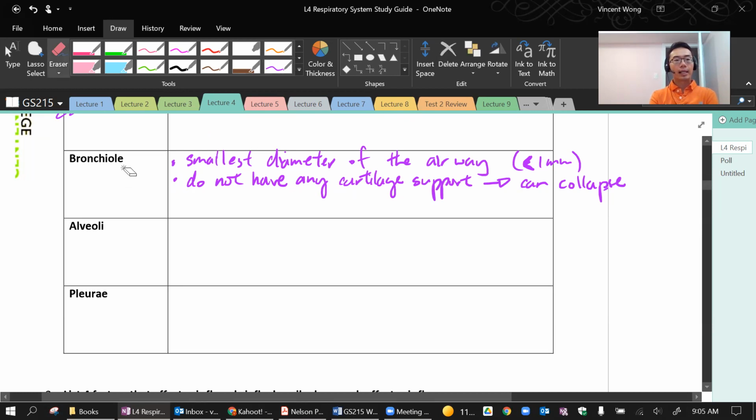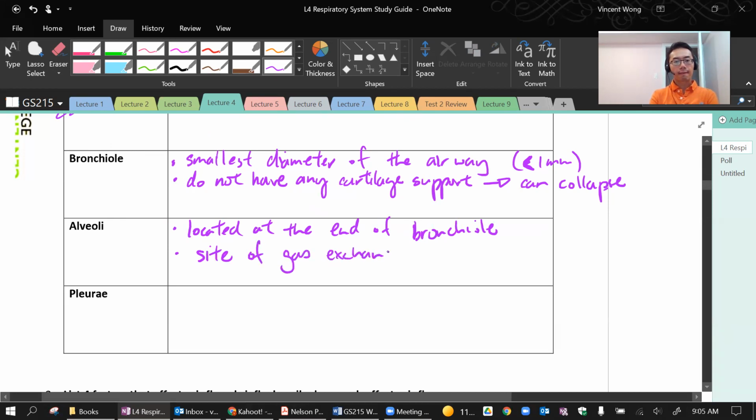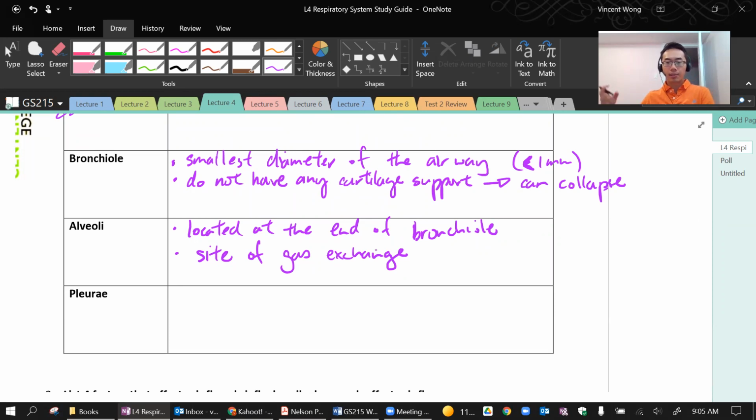Okay. So at the end of the bronchioles, it will lead into the alveoli, located at the end of bronchiole. Okay. This is the site of gas exchange. Okay. So the oxygen from the air is going to go into the blood, and then the carbon dioxide from the blood is going to go into the alveoli, right? The airway. It's going to go back up.